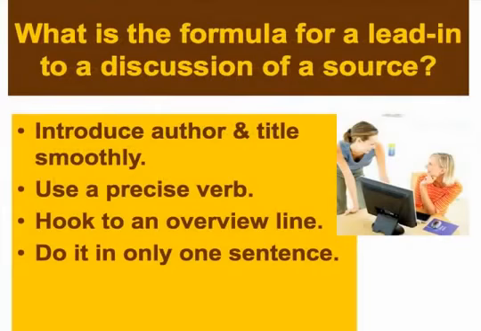And of course, part of this is using a precise verb. Do you remember the next part? Right. Hook to an overview line. And like I said, if we talk about this author and title and use that precise verb, then a lot of times this overview line can be just a phrase or a clause that serves as a direct object of our sentence. Like that, most of the examples I showed you work like that.